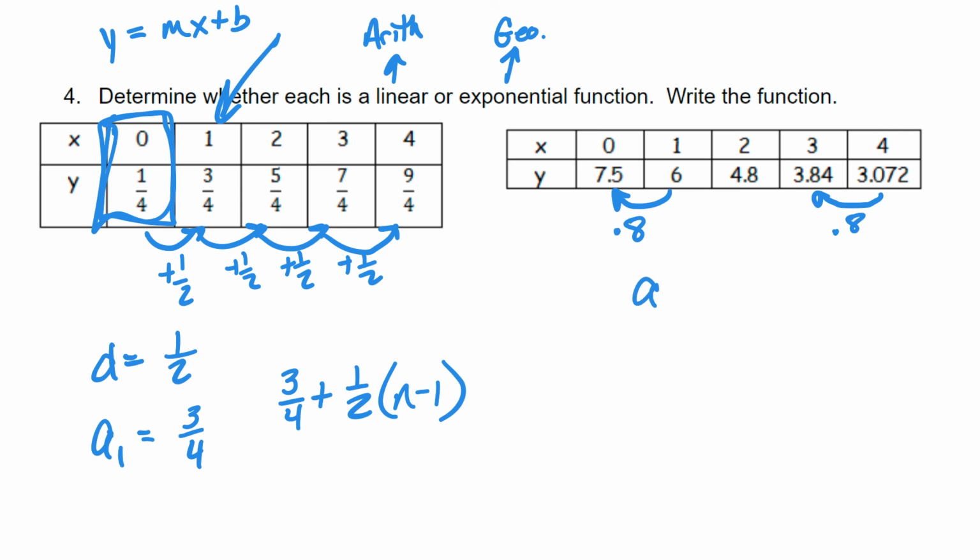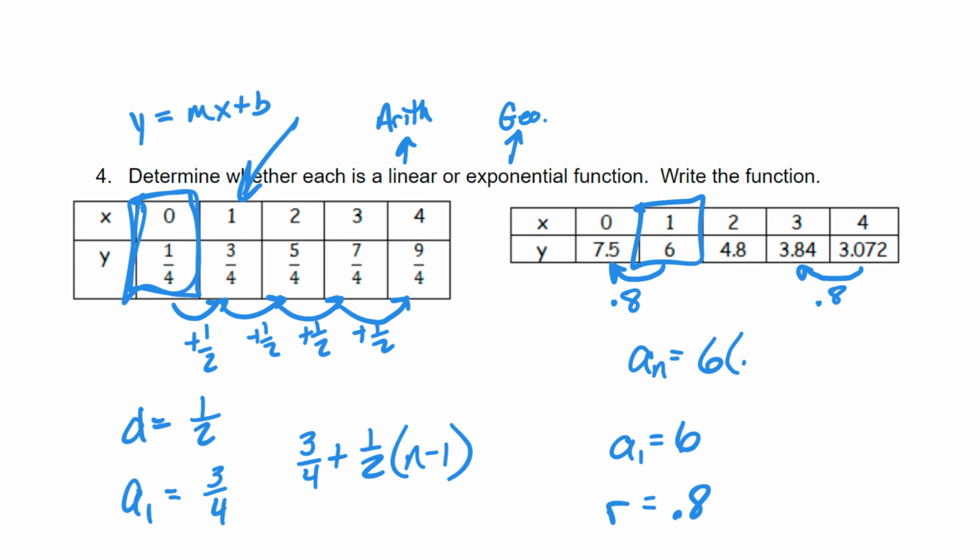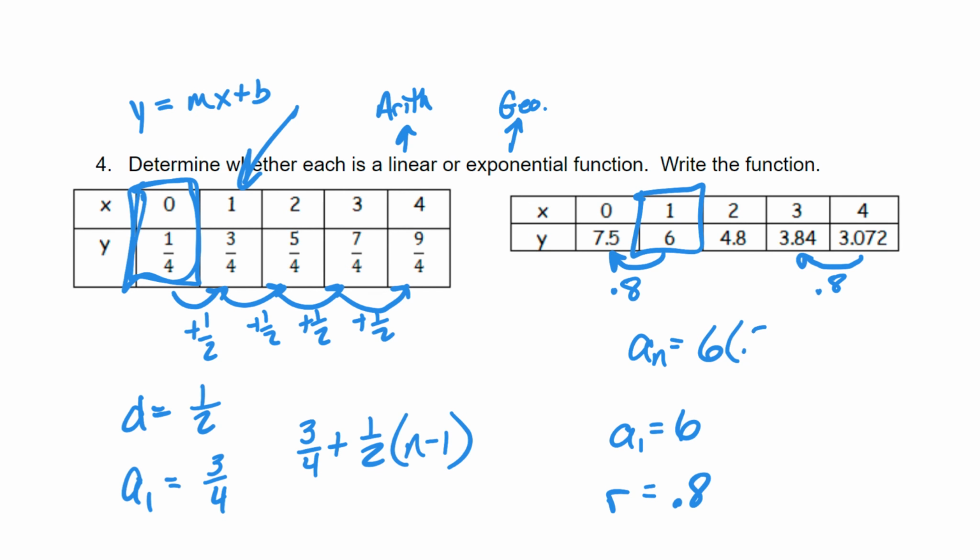So when I'm writing this equation, I'm going to write it as a sequence. We started at 6. Write this down here. A sub 1 is 6. And our ratio is 0.8. So starting at 6, ratio of 0.8, n minus 1.